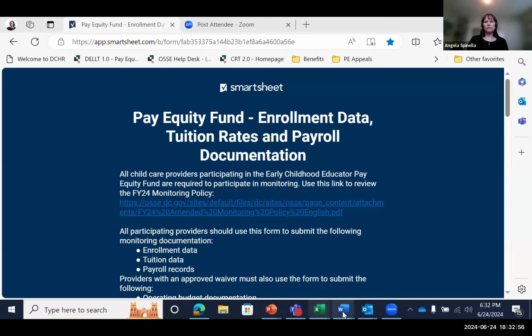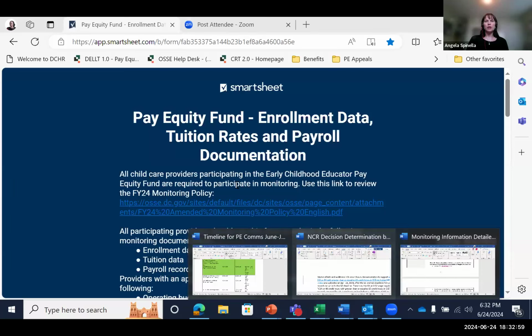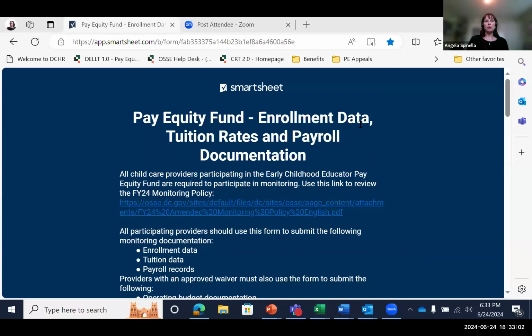I will now do a live demo of the Smartsheet form. Bear with me as I share my screen. I should now be sharing the Pay Equity Fund, enrollment data, tuition rates, and payroll documentation Smartsheet link.